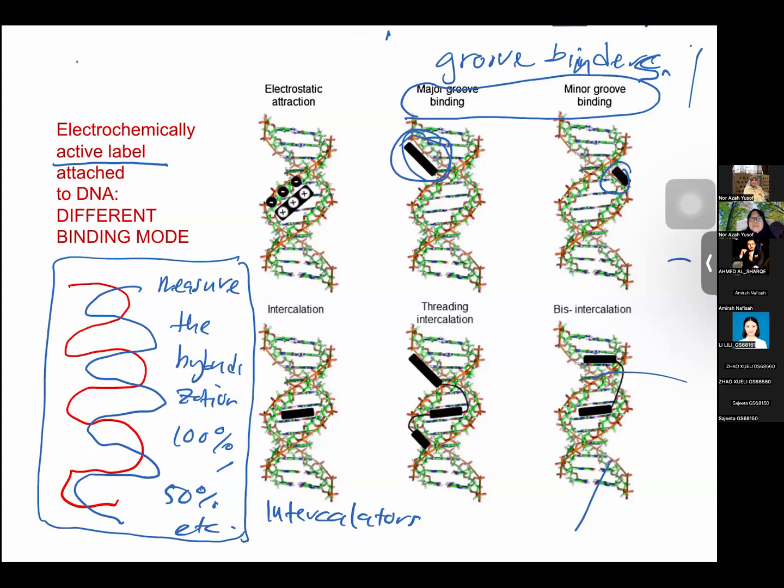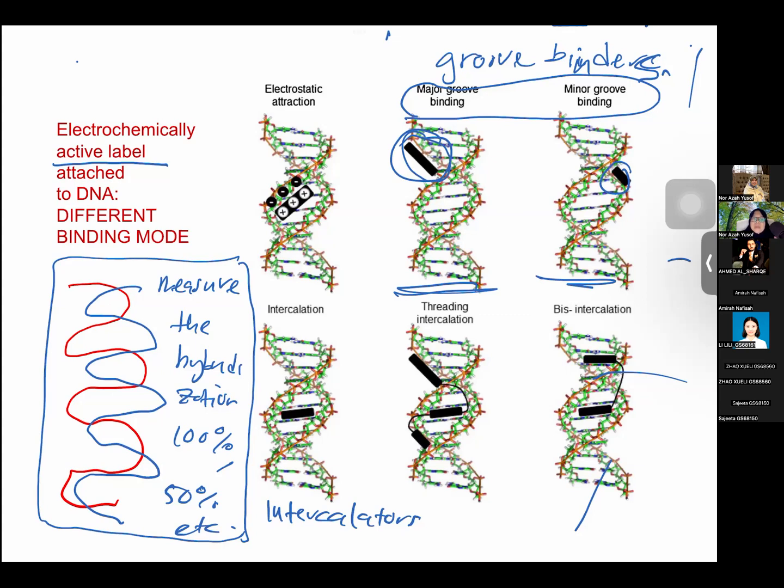But if there is not a good match, for example, if only 50%, then 10%, then the hybridized structure, the double helix structure that you see here, will not be formed. There are not many grooves that the groove binders can attach to. So that will be the base of how much current can be generated by the system, because the groove binders are electrochemically active. So they will generate current.